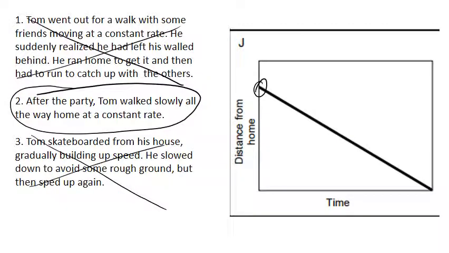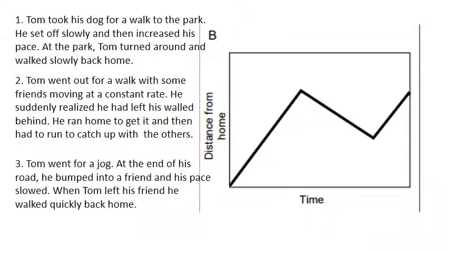I do want to point out this phrase, constant rate. That means it's going to be a straight line. A constant rate is anything with a straight line. If it's curved, that means it's not constant. It means he's either slowing down or speeding up. So a hint is whenever you're reading this, if you see constant rate, it means it's going to be a straight line. Okay, our last one.